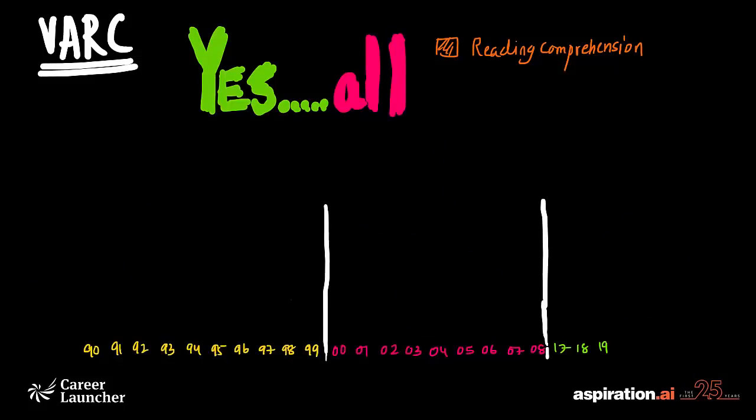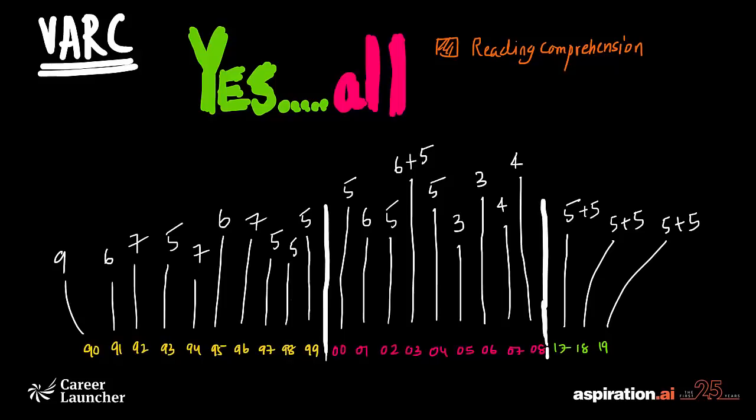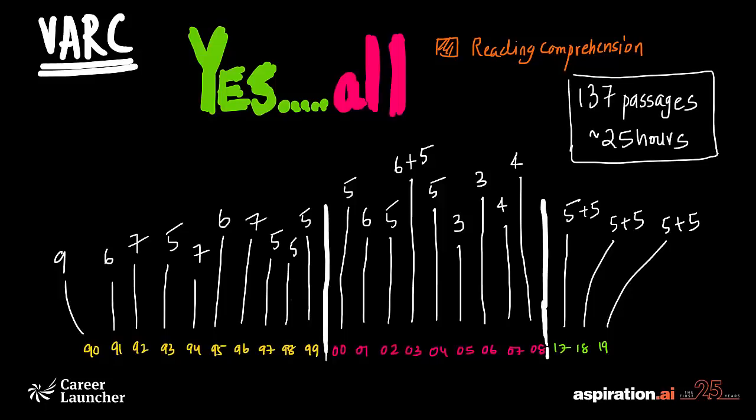So we'll do all the reading comprehension questions, ladies and gentlemen, and that will be these count. Some papers have 9 passages, some have 6, some have 5, some have 3, some have 4. That 5 plus 5 in 17, 18, 19 is slot 1 has got 5, slot 2 has got 5. That's what that means. All put together you have about 137 passages, and that would probably take about 25 hours. I'm not obviously suggesting that you start in the morning and by night solve everything. I'm saying that you can spread it out, but you will require a total time of at least 25 hours.